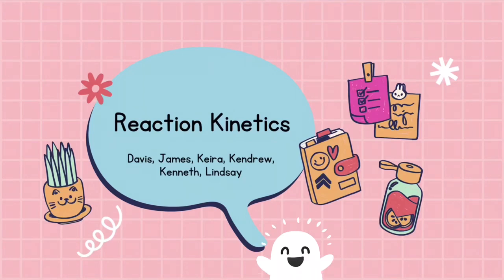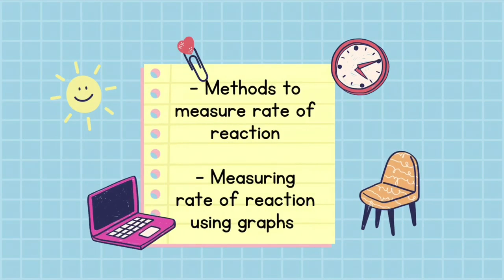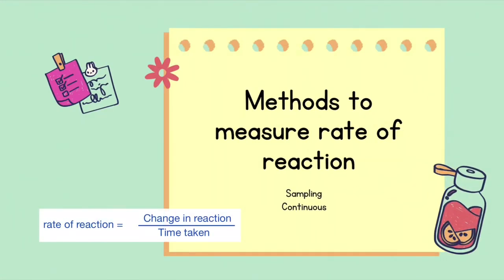Hello everyone, today our group would be discussing reaction kinetics. So far, we have discussed two main parts of reaction kinetics, which are methods to measure rate of reaction and measuring rate of reaction using graphs. First of all, we define rate of reaction as change in reaction divided by time taken for the change.